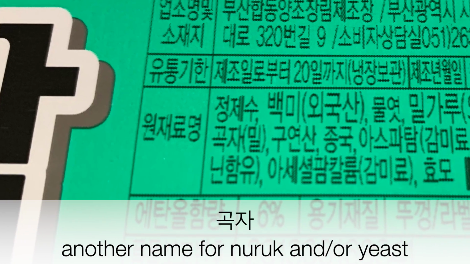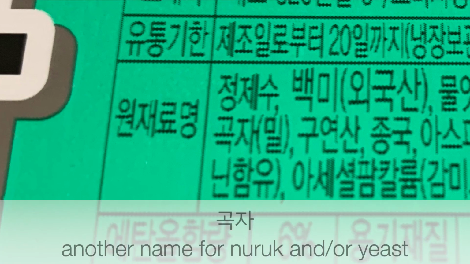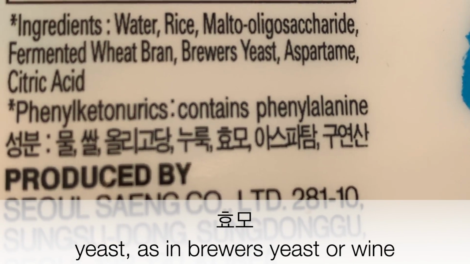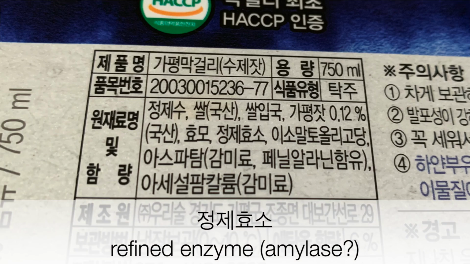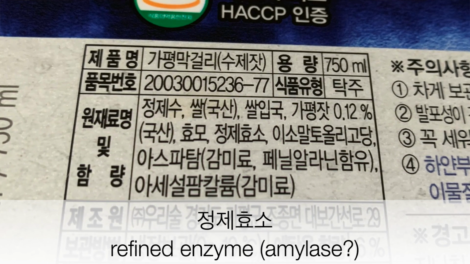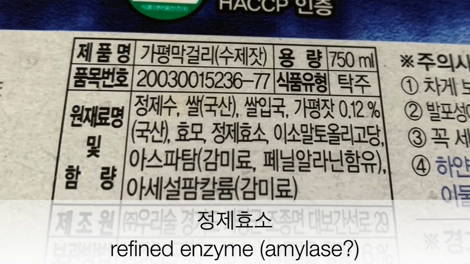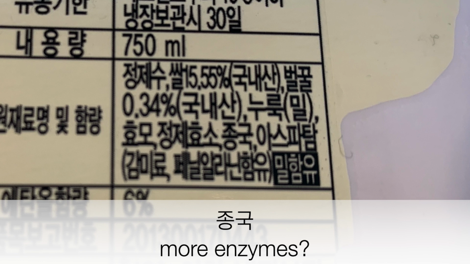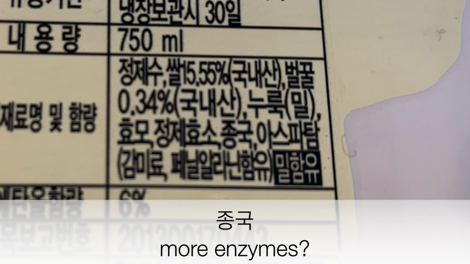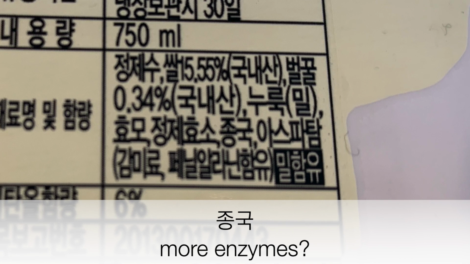And you'll also see gokja, which is another name for nuruk, and or yeast. And to refer to yeast like brewer's yeast or wine yeast, that word is hyomo. Another ingredient you'll see is 정제효소, some kind of purified or refined enzyme, and I'm guessing it's referring to amylase enzyme. Another ingredient is ipguk, and this refers to some enzyme of some kind, but I'm not sure what. So this is a sort of a question mark for me. I don't know what exactly this is.